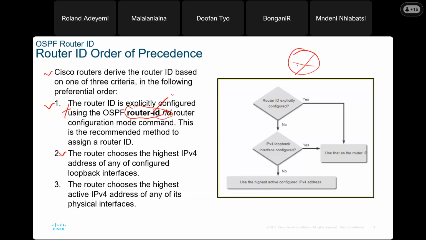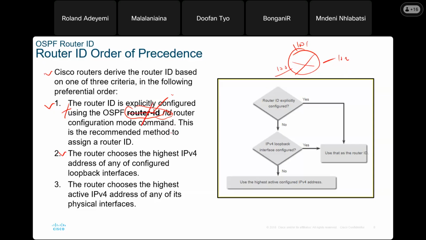If you have a router right now, loopback interfaces are logical interfaces. Let's say loopback 0, loopback 1, loopback 2. Loopback interfaces are not physical interfaces. They are logical interfaces on a physical interface, just like the logical interfaces we had on our sub interfaces when we did VLAN. And I'm going to show you one example. So if you have loopback interfaces, it will choose the highest IP address as the router ID.